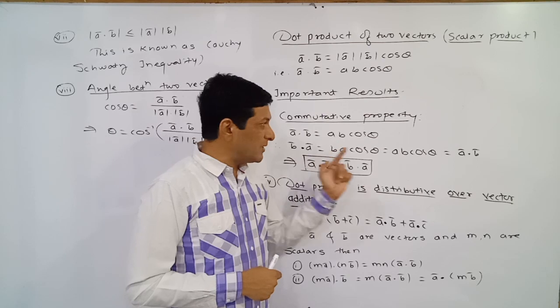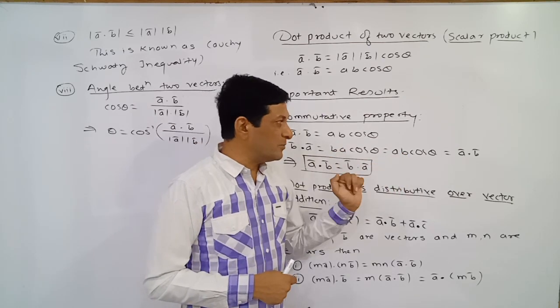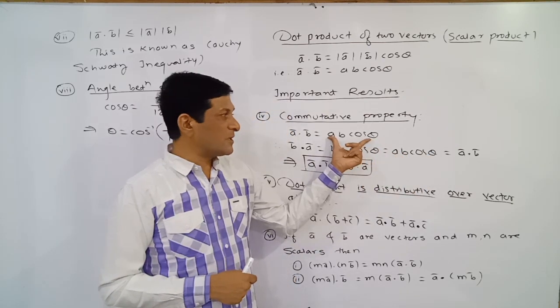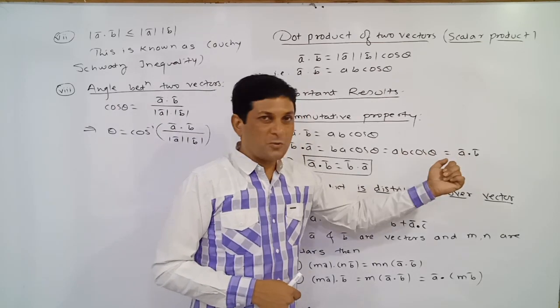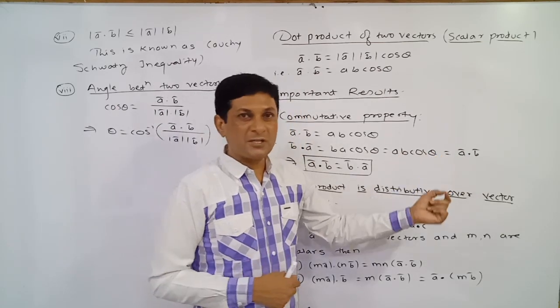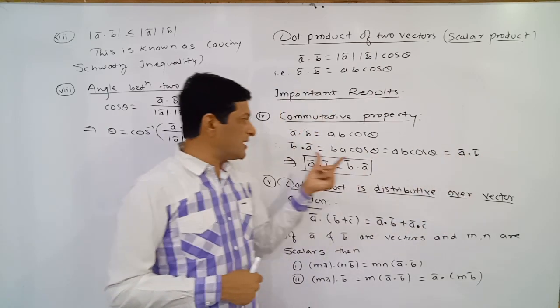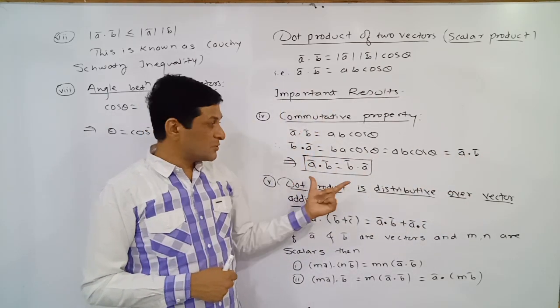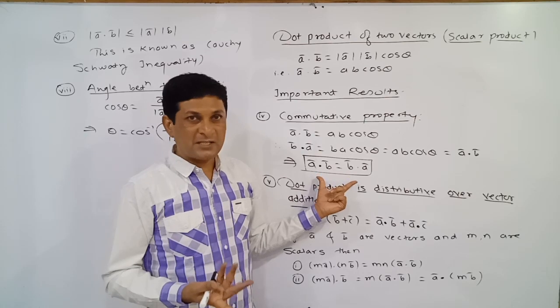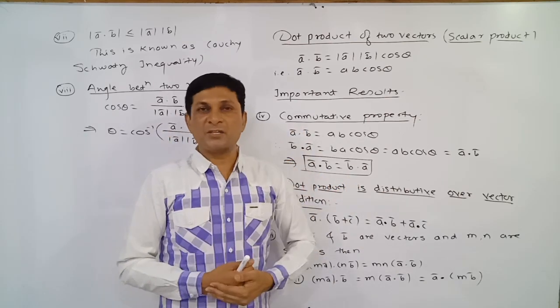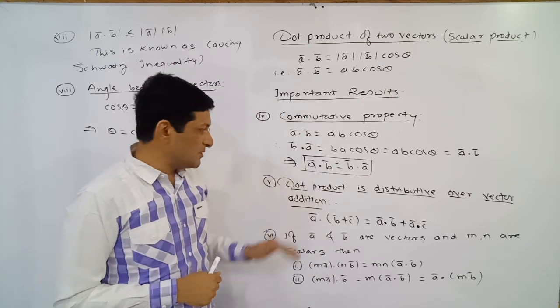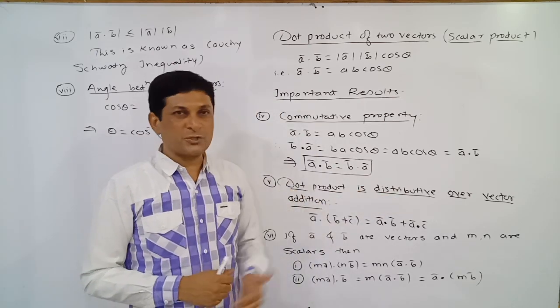So b into a can also be written as a into b. But ab cos theta is the value of a bar dot b bar. So ab cos theta is equal to a bar dot b bar. What important result have we got here? a bar dot b bar is equal to b bar dot a bar. If this condition is satisfied, we can say that the commutative property is satisfied in the case of dot product.